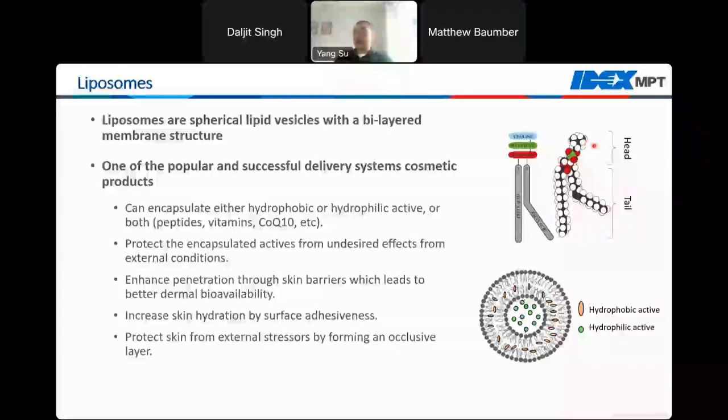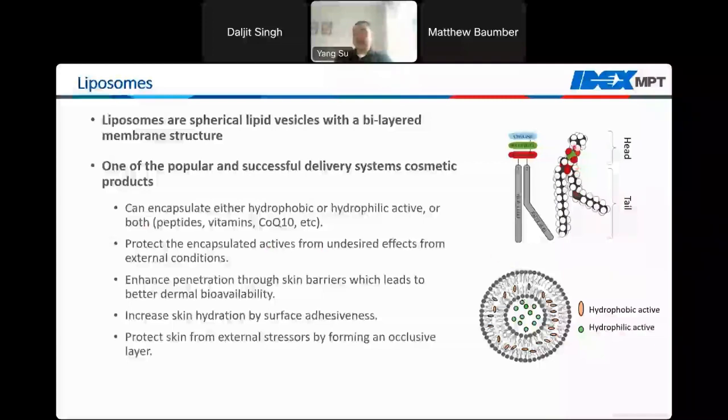The phospholipid has a hydrophilic head and a hydrophobic fatty acid tail. That means when you disperse them in water, because of the hydrophobic tail, they will actually self-assemble into bilayered vesicles with the tails facing each other, and the hydrophilic heads facing either outward or inward. So that means there's also an aqueous core being encapsulated inside the capsules. That makes the liposome a very versatile delivery system, and it's a very popular and very successful system that is commonly used for a lot of different cosmetic products.